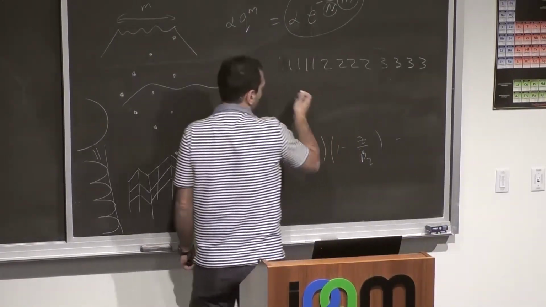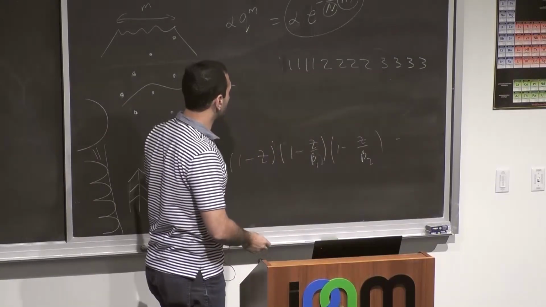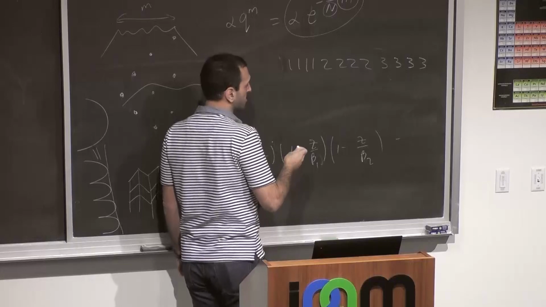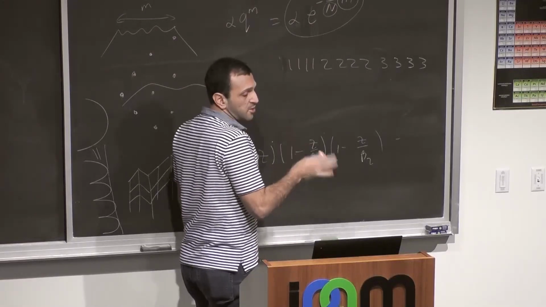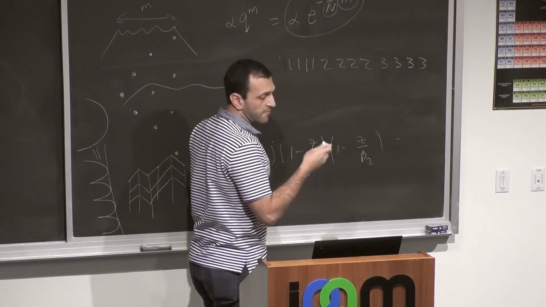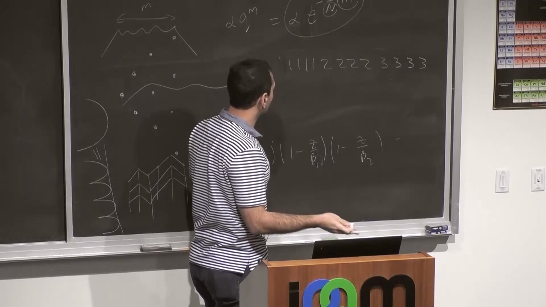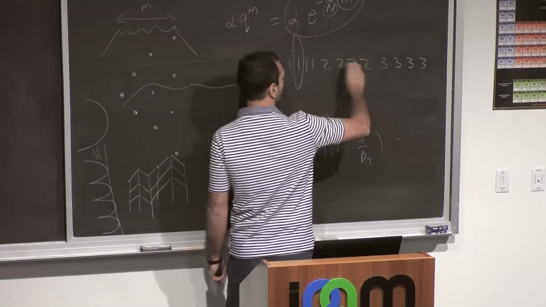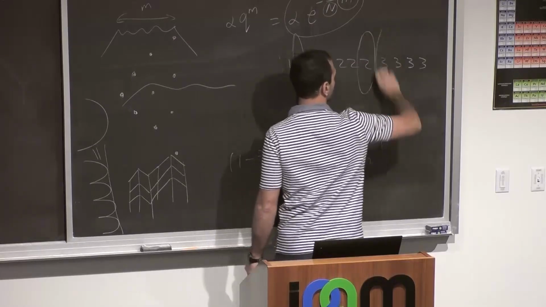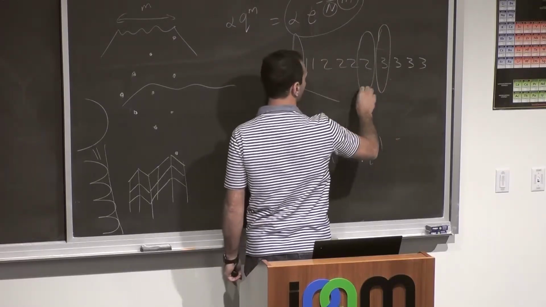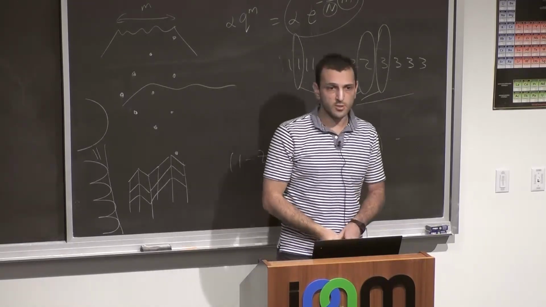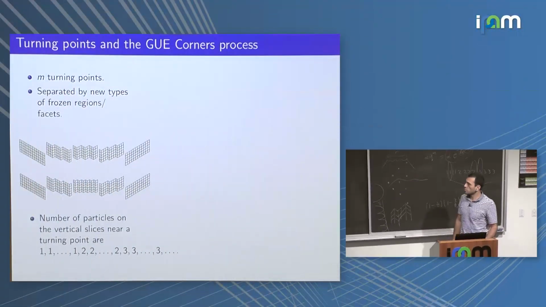And so again, this itself is not going to be the GUE corners process, but it turns out that if you pick slices, as long as you have the right number of particles, if you look at the marginal distribution, you're going to have the GUE corners process. So pick any slice where you have 1 particle, any slice where you have 2 particles, any slice where you have 3 particles, and so on. And you look at the joint distribution of the particles on those slices, that's again the GUE corners process.